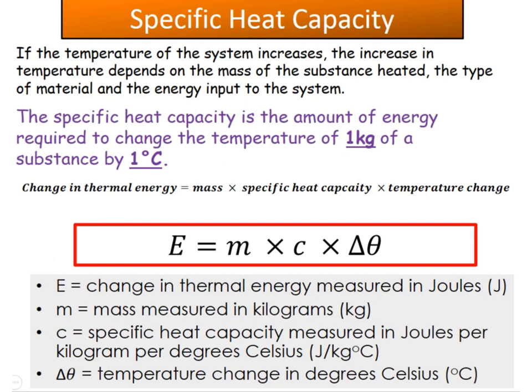This equation is given to you on the formula sheet, and it is that change in thermal energy is equal to mass times specific heat capacity times temperature change. The equation has the symbol E equals m times c times delta theta as shown here. Remember that E is the change in thermal energy measured in joules, all energy is measured in joules. m is mass measured in kilograms. Specific heat capacity is measured in joules per kilogram per degree Celsius. And delta theta is the temperature change measured in degrees Celsius. Please remember that delta theta, or the temperature change, can be found by doing the final temperature take away the initial temperature.